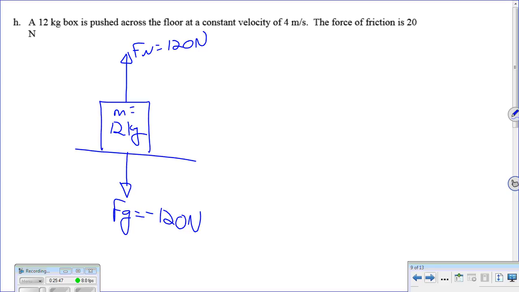Next step, any given forces? Are there any given forces here? I know the velocity, that's not a force, but I do need to identify the velocity because that's going to tell me the direction of friction, right? So I chose to make the velocity this way, which means friction is going to be that way. See how small I made the arrow? Why did I make it small? Because it's much smaller than 120. Cool?